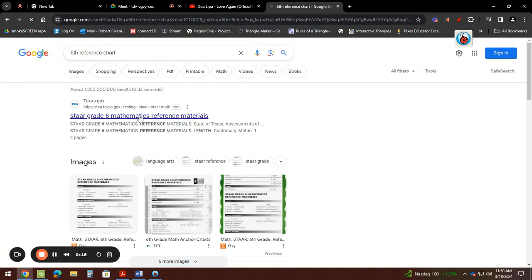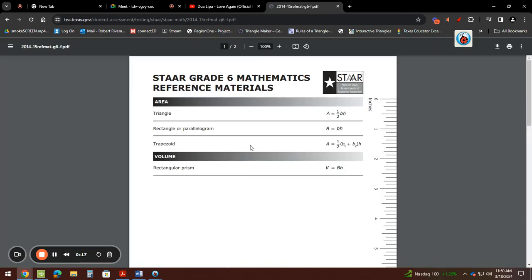I am recording, okay, in case you're confused. So this is a reference material chart that you're going to get in sixth grade. You have it right now in color red on your desk. We're going to focus on this guy, the trapezoid, today. And this is a formula we're going to write: A equals half of base 1 plus base 2 times height.